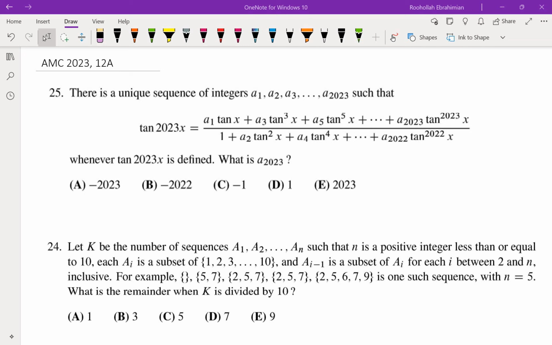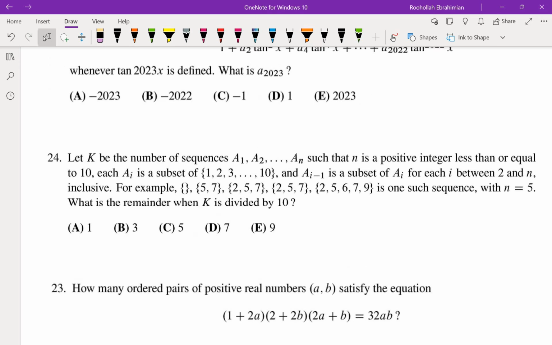The first one is: there is a unique sequence of integers a1, a2, a3, all the way to a2023, such that tangent of 2023x is written as a quotient of sums of powers of tangent. Whenever tangent of 2023x is defined, what is a sub 2023?